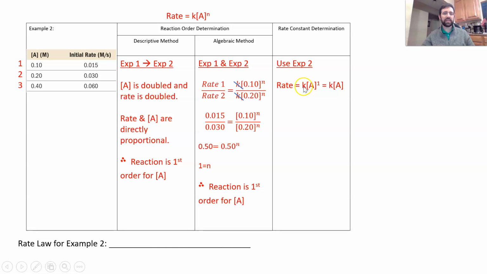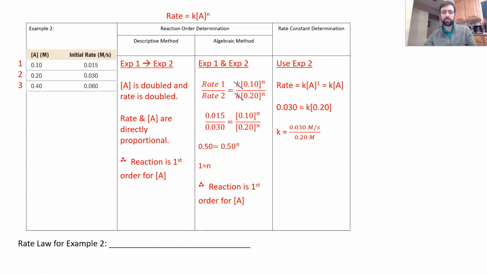So rate equals k times A to the 1, because this is a first order reaction, which is also another way of saying k times A. So all I have to do is plug in my numbers. Rate is 0.030 for experiment 2, and it's 0.20, that's the concentration of A for experiment 2. So I've just plugged my numbers in. 0.030 equals k times 0.20.